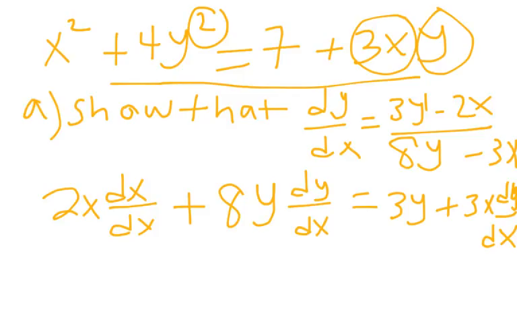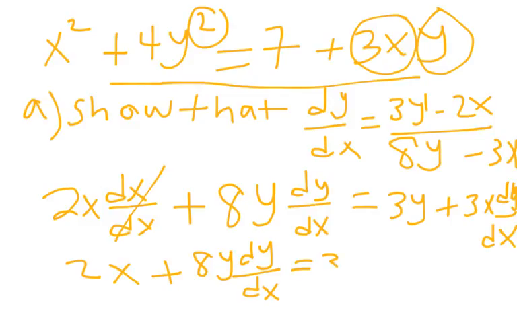So now we simplify, so it's basically 2x plus 8y dy over dx equals 3y plus 3x dy over dx. I'm going to bring a new page, and we can copy that again, just for reference.